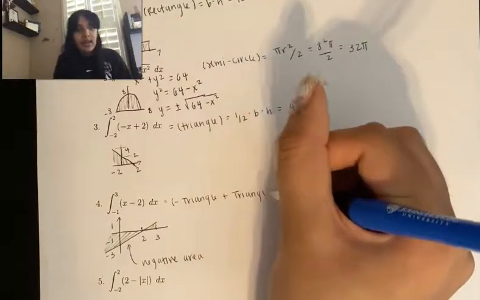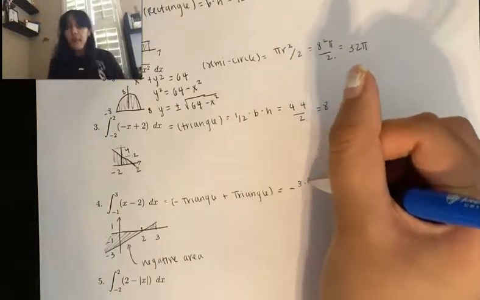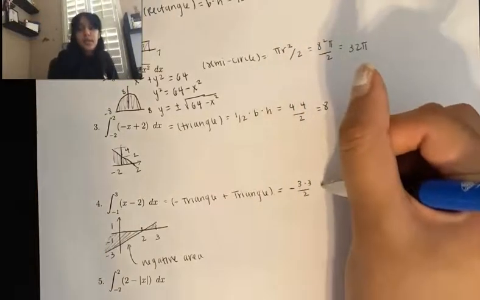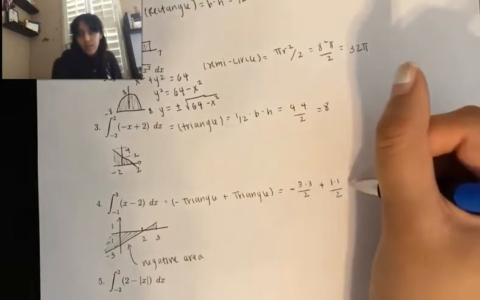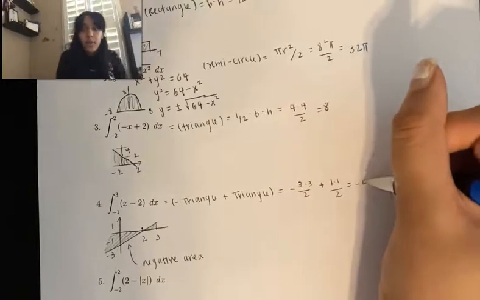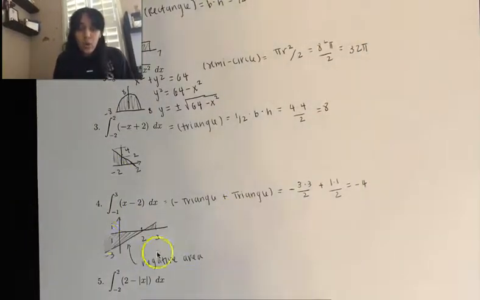So it's going to be negative base times height over 2 plus positive base times height over 2. So that's going to be negative 3 times 3 over 2 plus 1 times 1, because that's your base and height over 2. So that's negative 4. So that's the area of this whole thing.